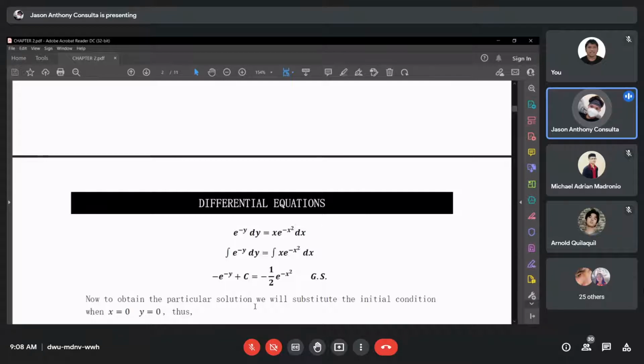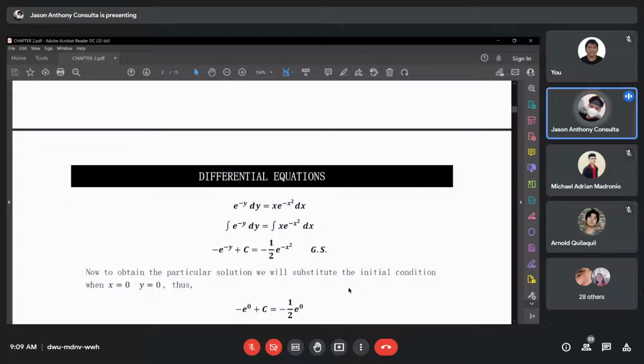Now, to obtain the particular solution, kung ang hinahanap class is only general solution, okay na tayo dito. But merong given conditions na when x is equal to 0 and y is equal to 0. Okay? So, substitute the value of x and y sa x and y ng equation na to. So, in this case, ang x and y is the exponent of e. So, substitute natin doon yung 0.